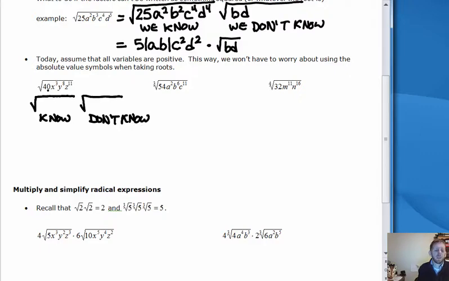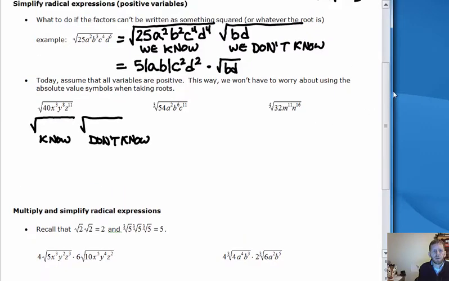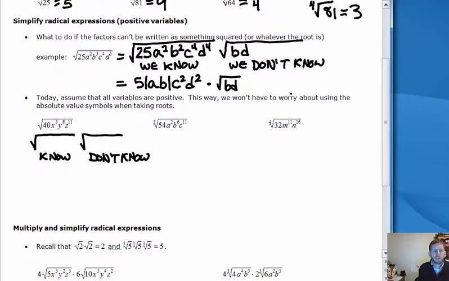For example, I don't know the square root of 40. However, I do know the square root of 4. That was one of the square roots that we talked about up top here. So I could split the 40 into a 4 and a 10. I know the square root of 4, don't know the square root of 10.